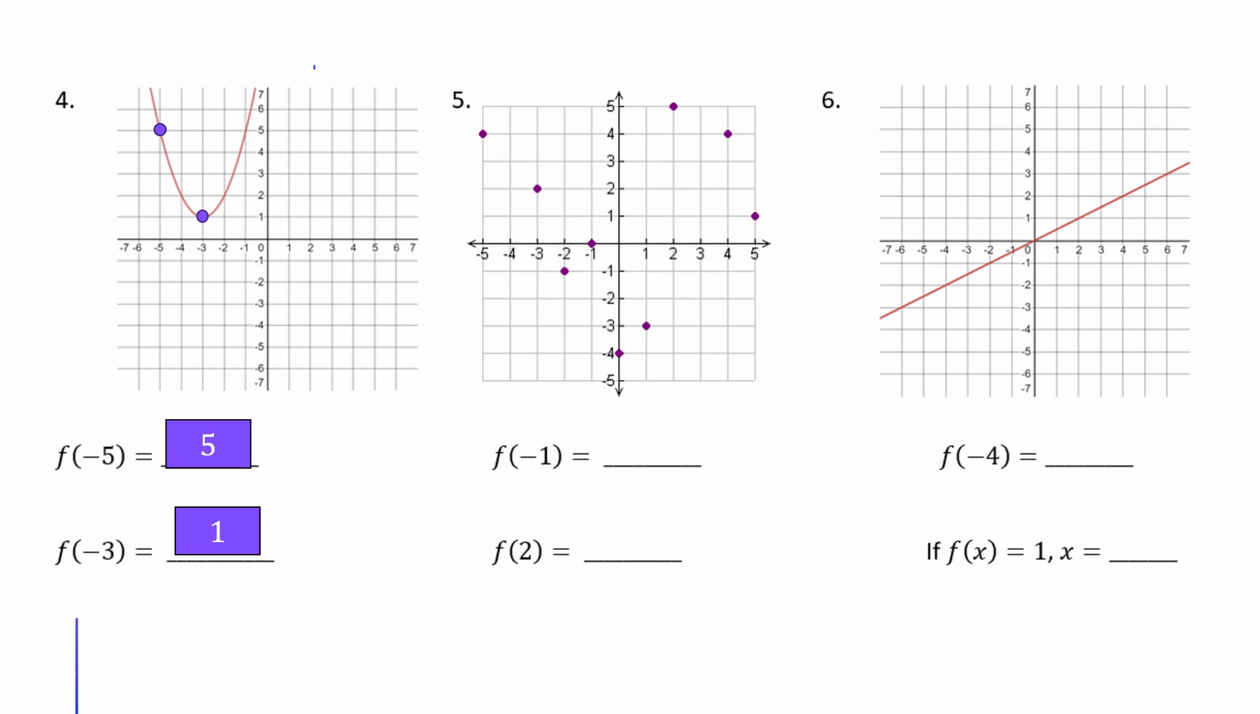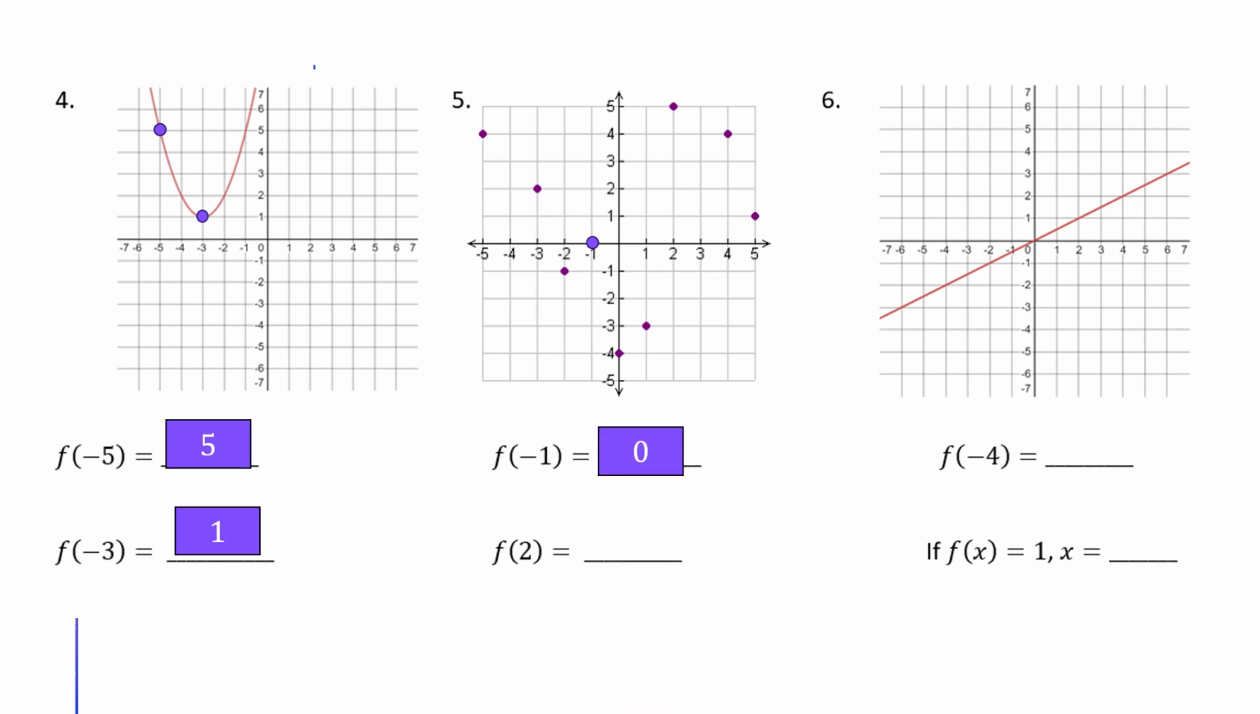In number 5, we have a discrete graph. And we can do the exact same thing. So x is -1 for this first one. We're trying to find f of -1. Go to where x is -1 and look at what the y value is there. That function value when x is -1 is 0. So f of -1 is 0.